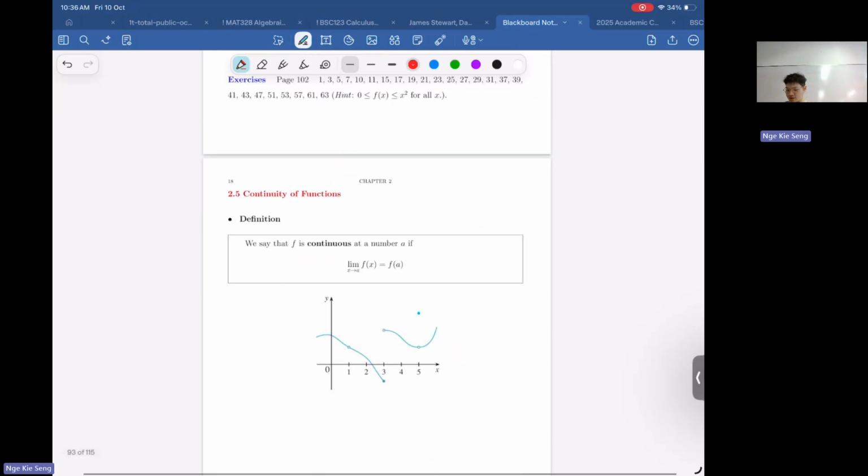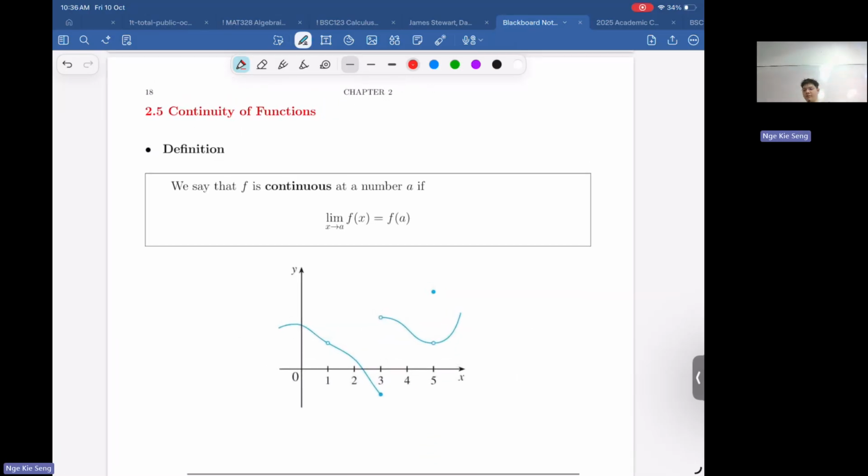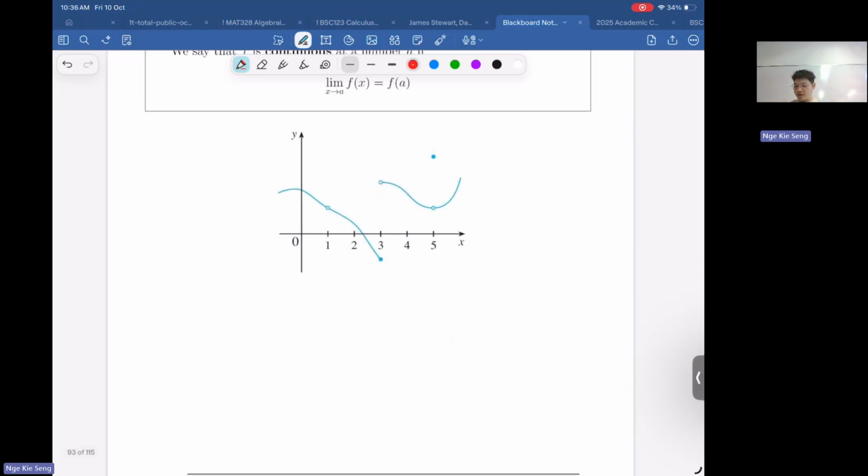Okay, then we will start a new subtopic here, which is called the continuity of a function. We say that f is continuous at a if the limit of f(x) equals f(a). Actually, there are three things implied by this statement. Although it looks like we're just checking that the limit equals f(a), there are really three things happening here. The first thing is that f(a) has to exist first.